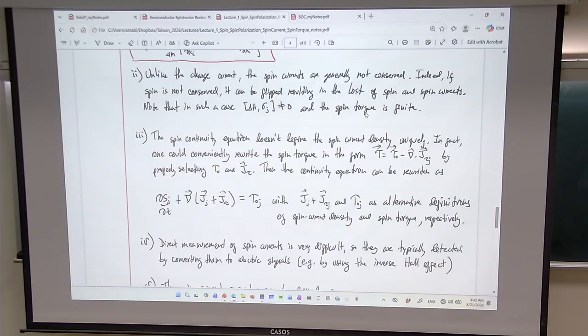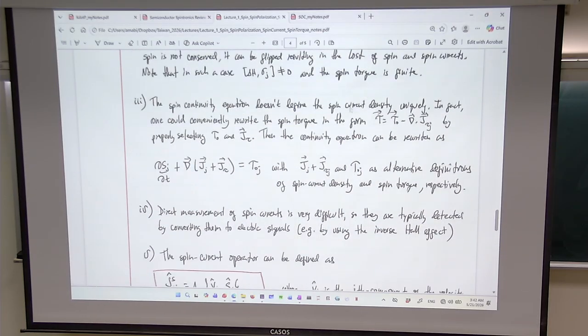So here is what I mentioned, just more explicitly written here, that you could define this current in a different way. So let's say that I could define the torque in this way here. I don't know if you see my. Okay. All right. So I have this spin torque here, and I can define the spin torque like some quantity minus some divergence of another quantity.